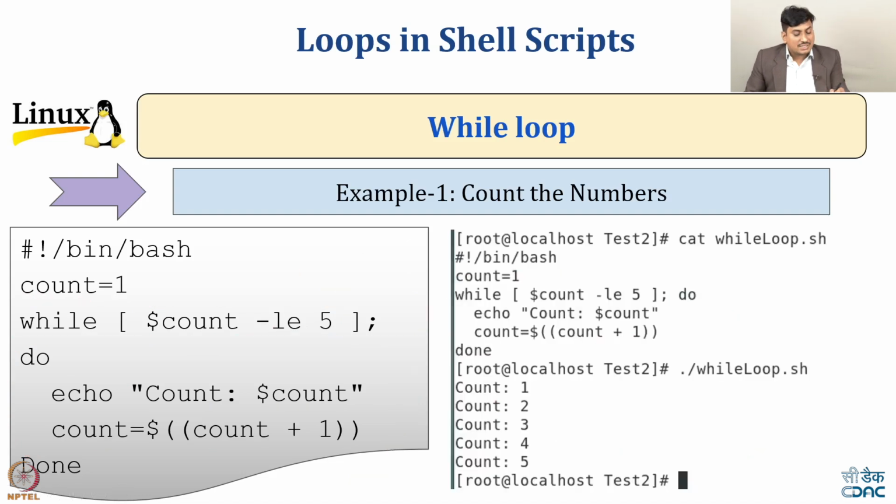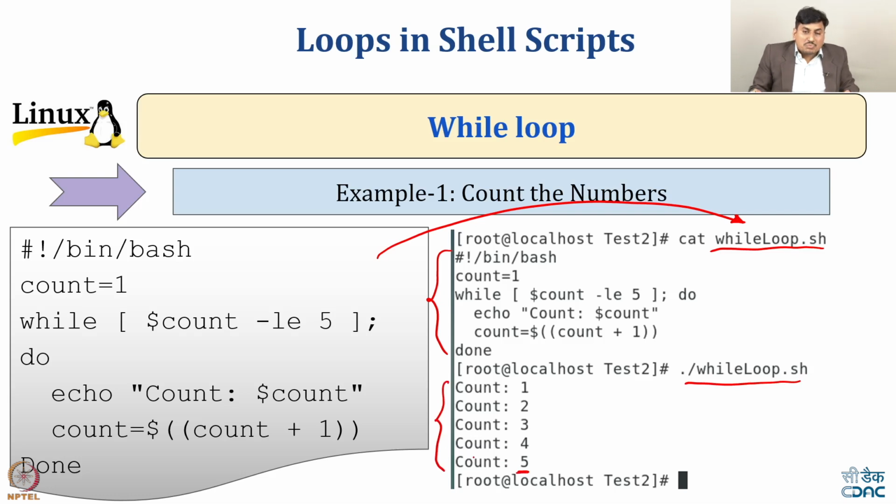So this is the same thing which we can see in a programmatic way while running this program. I put the same program into this while loop.sh script and then tried to run it. You can observe that it has run till 5, as we explained earlier. So this is how while loops work in shell scripts.